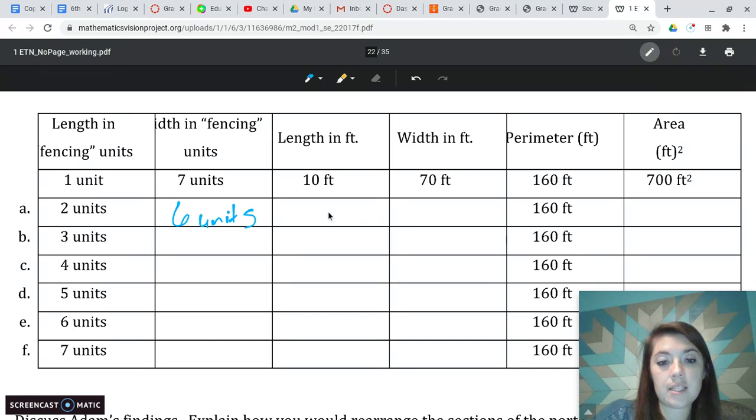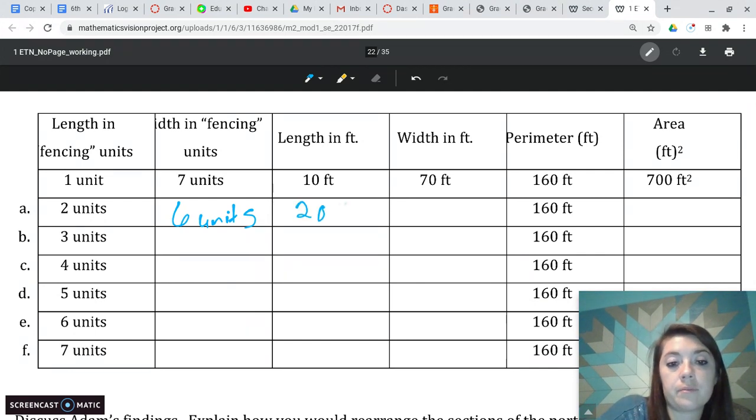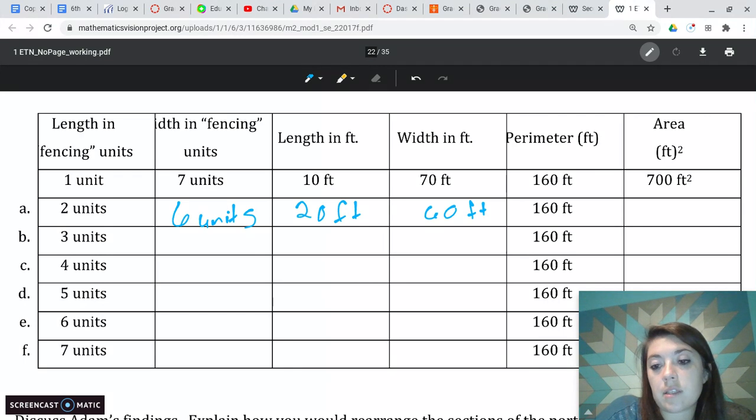So then our length in feet, each one of these fencing units represents 10 feet. So if we have 2 units of fencing, then we have 20 feet in real life. And so then this is 60 feet. Now, 60 and 60 is 120, plus 20 is 140, plus another 20 is 160.